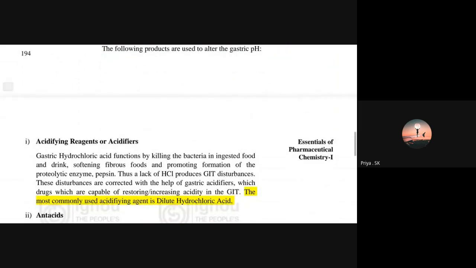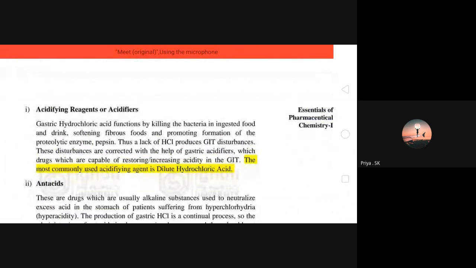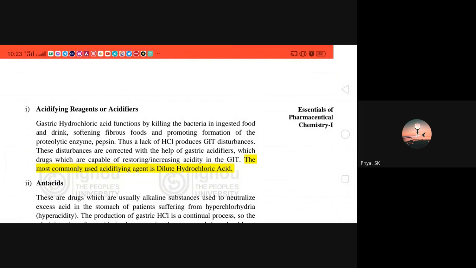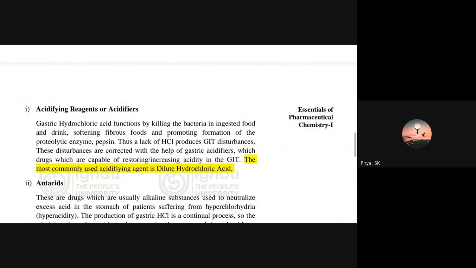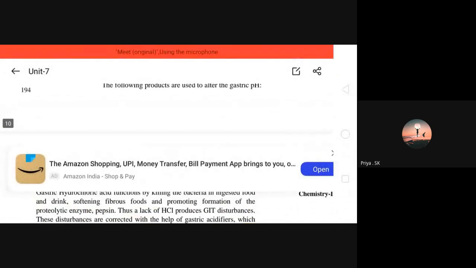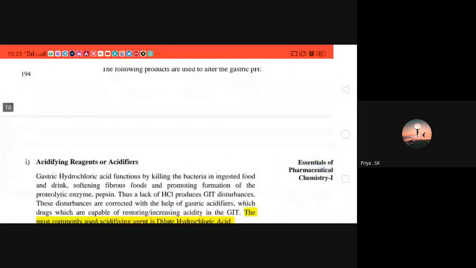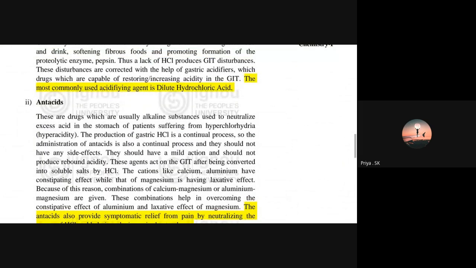Now some products for altering gastric pH are acidifying reagents or acidifiers. The most commonly used acidifying agent is dilute hydrochloric acid. So if there is any destruction of gastric hydrochloric acid functioning cells, so if there is any hypochloridia in the gastric mucosa, means there is a lesser amount of hydrochloric acid in the gastric region, there is a replacement therapy in which we can use dilute hydrochloric acid for proper maintenance of gastric acid.